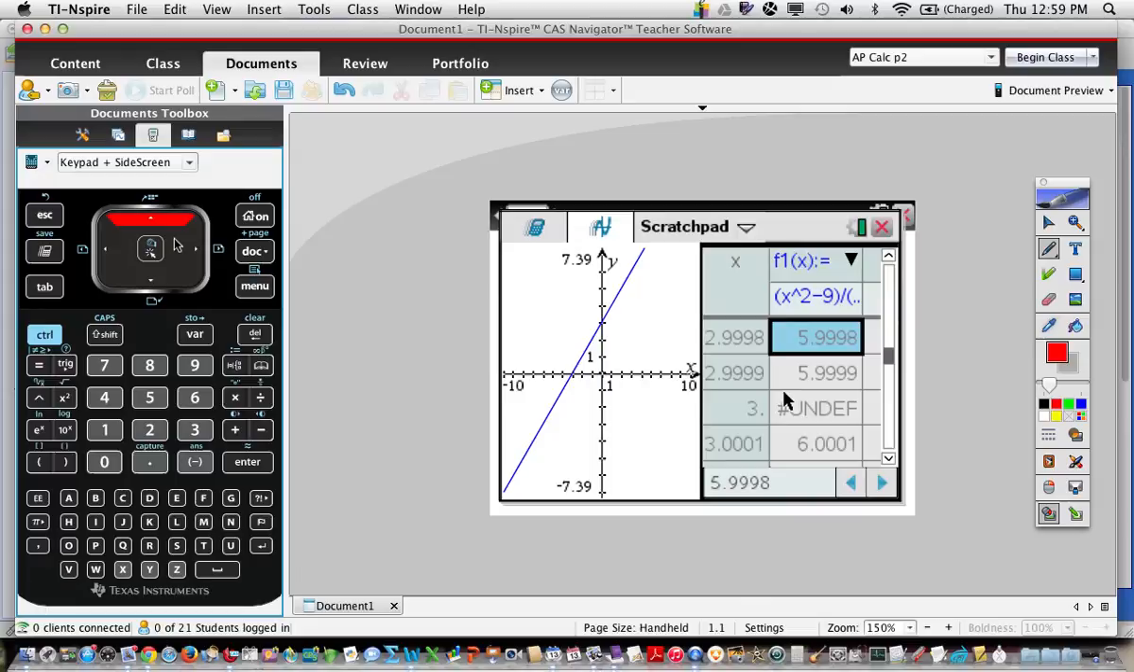So in a table, we can tell the limit as well. We can see if they're going to meet or if they're not going to meet. In this case, we would say the limit is 6.